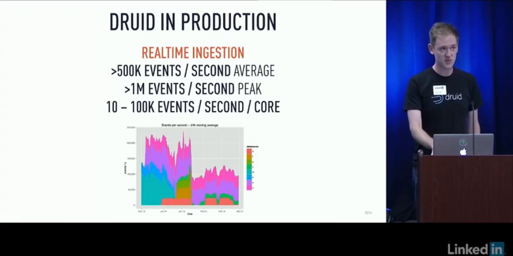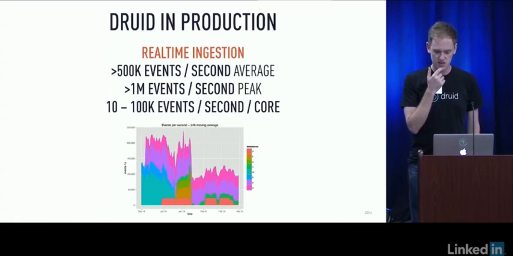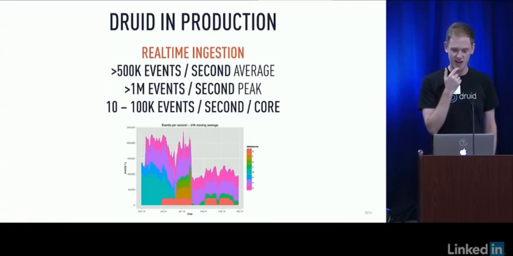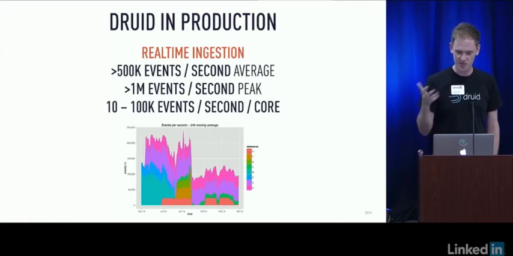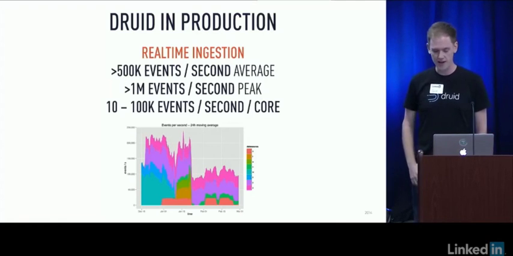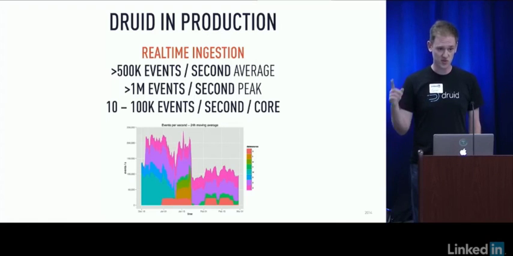So these are some stats from our production cluster. We're doing about 500,000 events per second on average ingestion, and about 1 million per second at peak. This is all going through both Samza and Druid.